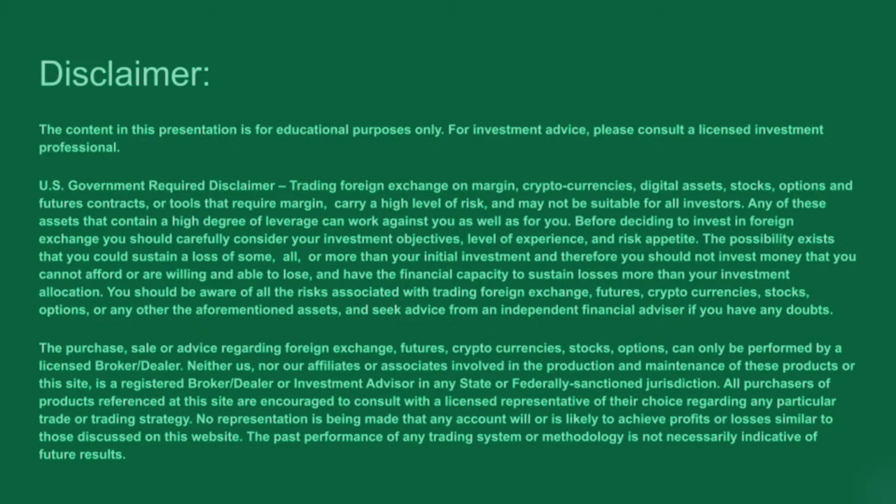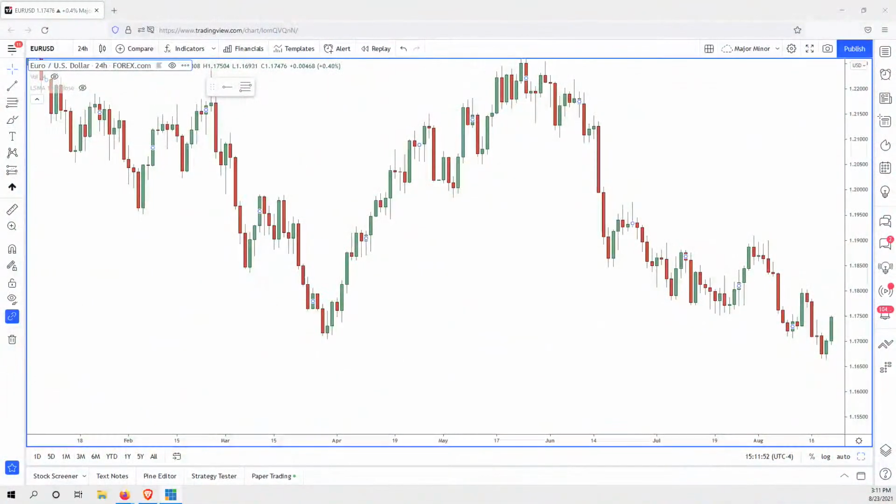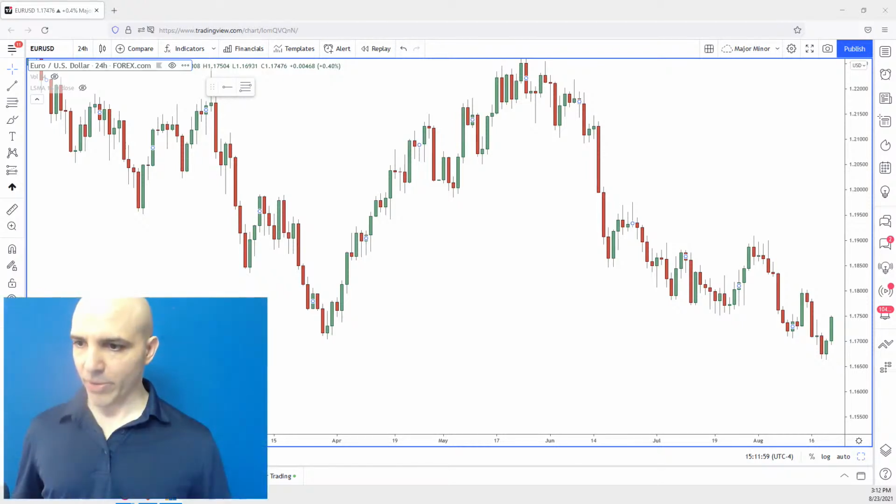All right, now let me get this thing going here. Just give me a second. You should be able to see my chart, and I'm going to join the picture too in a moment, if I can get this thing working right. There we go. Okay, cool.